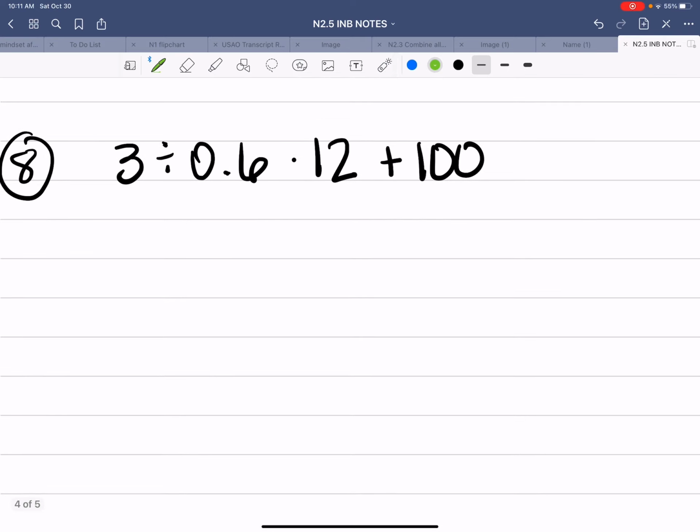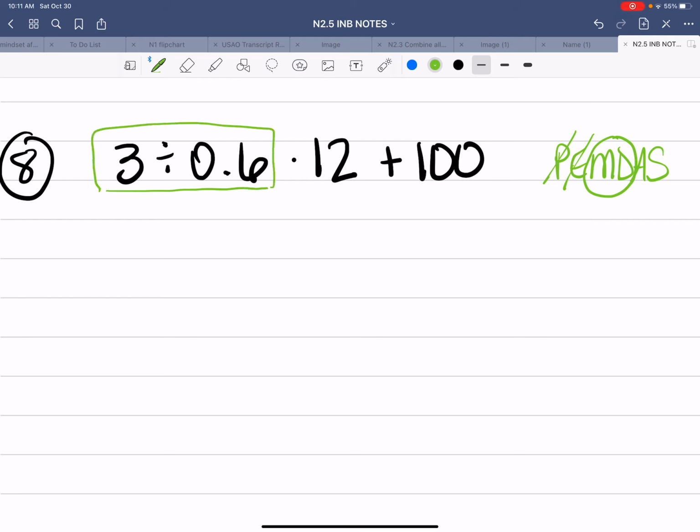Hang in there. Problem number 8, again with our PEMDAS. Let's take a look at what we should do first. There are no parentheses or exponents, but I need to multiply and divide whatever comes first. My division is going to come right here before my multiplication.